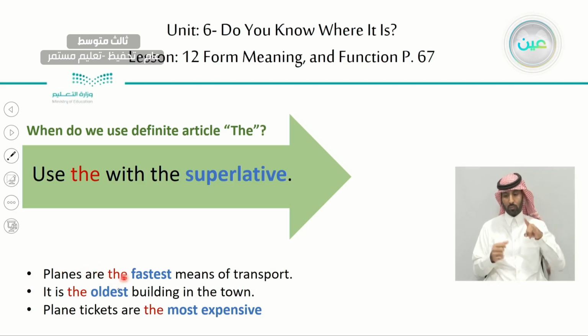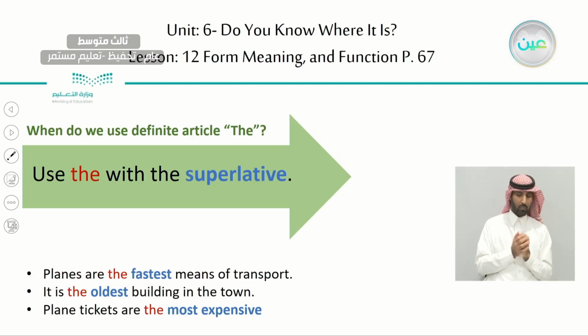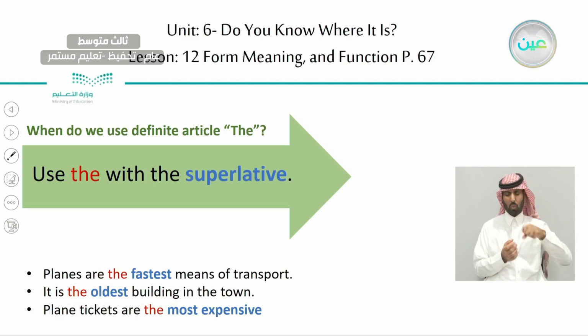Planes are the fastest. So this is the superlative. We use the before it. Means of transportation. It is the oldest building in the town. So oldest is a superlative. We use the before it. Plane tickets are the most expensive. Okay?